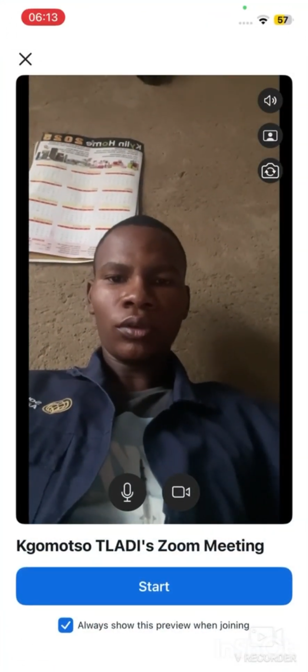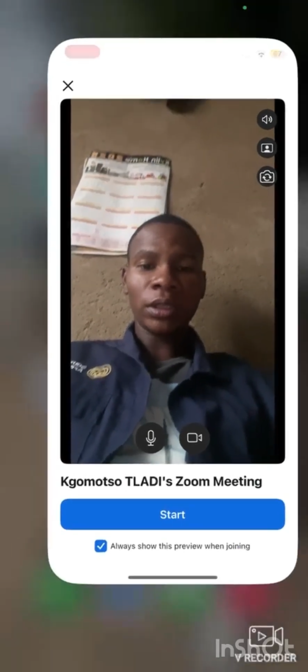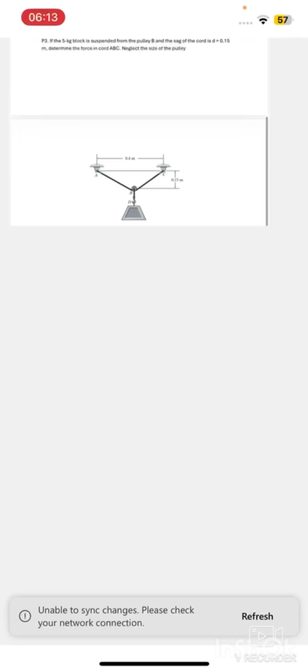Good day. We're gonna continue with doing the equilibrium questions. Let's go to problem 3. Problem 3 says that if the 5 kg block is suspended from the pulley B and the sag of the cord is D equals 0,15 meters, which is parallel to the y-axis, as we can see it, determine the force in ABC.